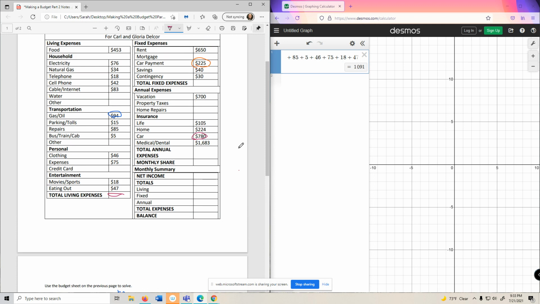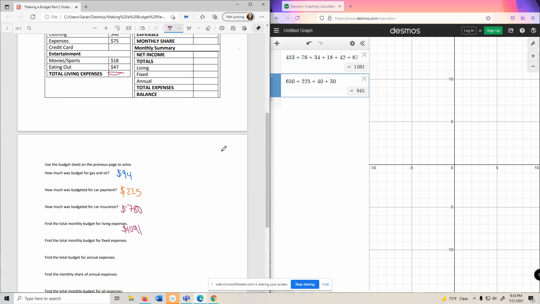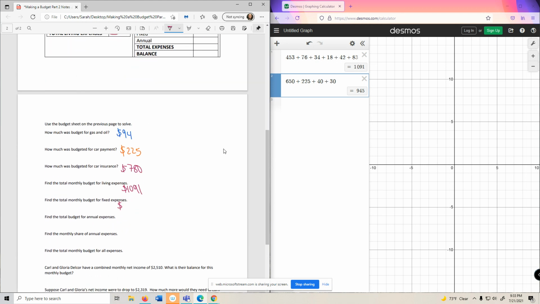So we're only going to add the fixed expenses together, which are all the expenses in this section here. So $650 for rent, $225 for car payment, $40 for savings. We consider that a fixed expense because we want to save the same amount each month. $30 for contingency. Contingency is your just-in-case fund, basically. Unexpected expenses would go in the contingency. Anyway, when we add those all up, if you're filling out this sheet, you would put it right here, but we're just going to answer the question. Total fixed expenses when we add all of those things together is $945.